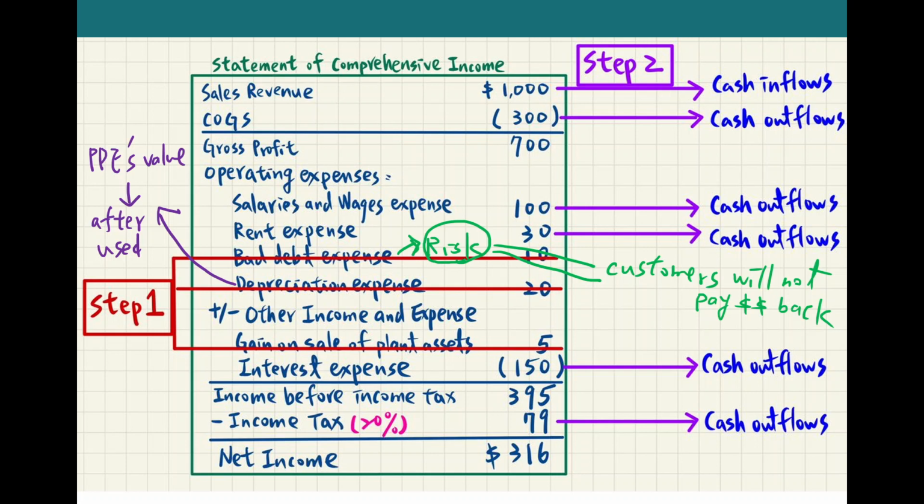Then what else? Sales of plant assets. Remember, sales of plant assets is about investing activities. So it's a non-operating activity, because it is an investing activity.